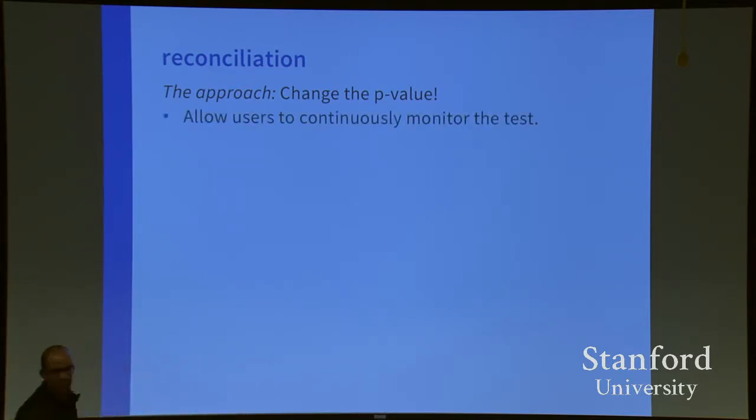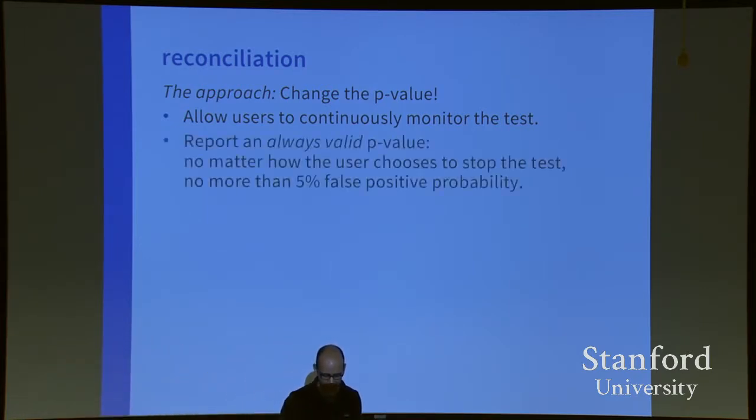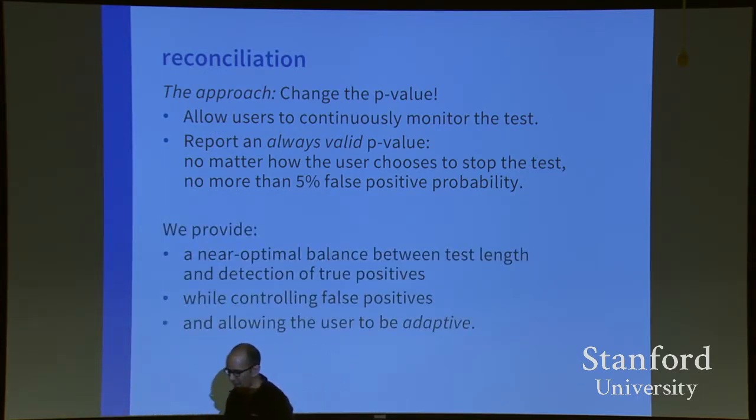We allow users to continuously monitor the test. That's the commitment to that constraint. They can be adaptive. And then we report what we call an always valid p-value. This is something where no matter how the user chooses to stop the test, there will be no more than a 5% false positive probability. In a moment, I'll walk you through, on the board, the basic idea behind how that works. I won't be able to talk about all the technical results, but I'm happy to dig into this more with anyone here. I'm at Stanford, obviously, so you can catch me anytime.